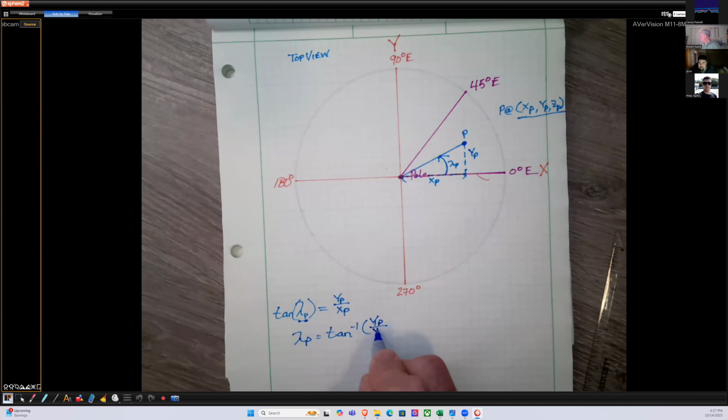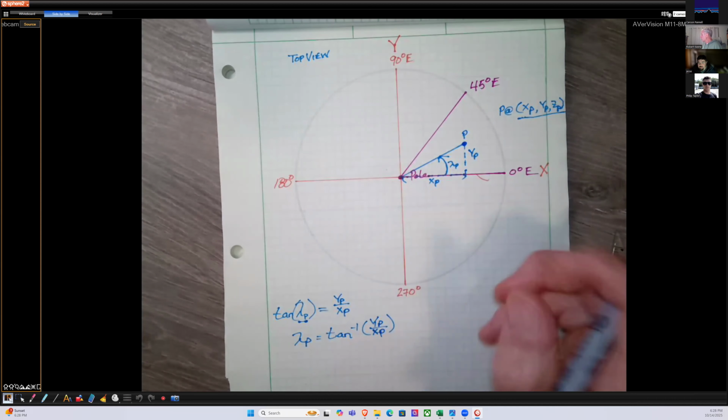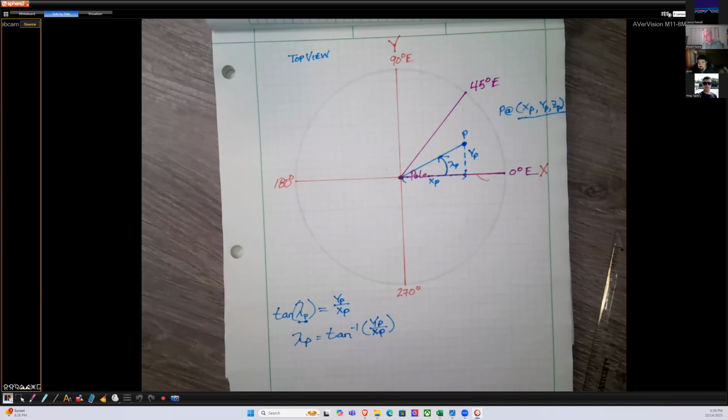And what do we know about the arctangent function? What range of values is the arctangent function always going to return in terms of degrees? 0 to 360? 0 to 90. Yep. The arctangent will always return the angle from 0 to 90, right?